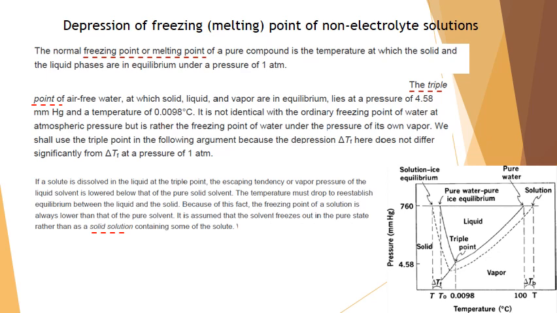This is slightly different from the ordinary freezing point of water at atmospheric pressure, but the difference is because the triple point is measured at the ordinary vapor pressure of water rather than the normal atmospheric pressure. Anyway, the difference between the two is insignificant, and the abbreviation for the depression in the freezing point is shown in this slide as delta TF. So delta TF means the depression in the freezing temperature.